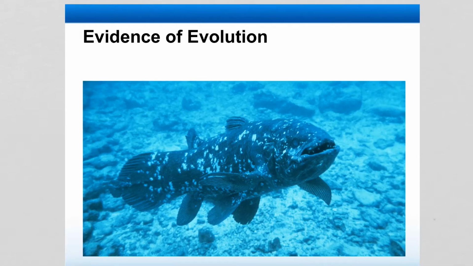Hello, today we're going to be talking about evidence of evolution. Now I'm going to start off this little chapter talking about, and we're showing a picture of, one of the coolest little fishes out there, and if you have a chance to look this guy up, he is totally cool. That is a coelacanth, and the coelacanth is considered a living fossil.